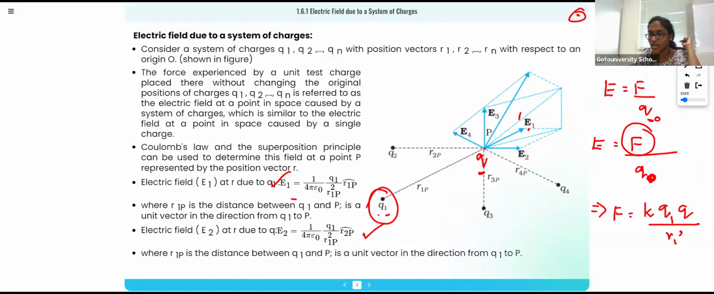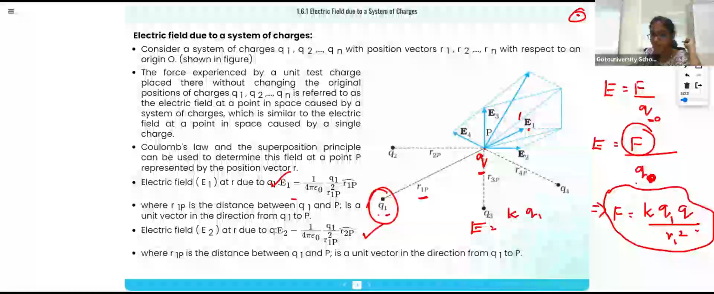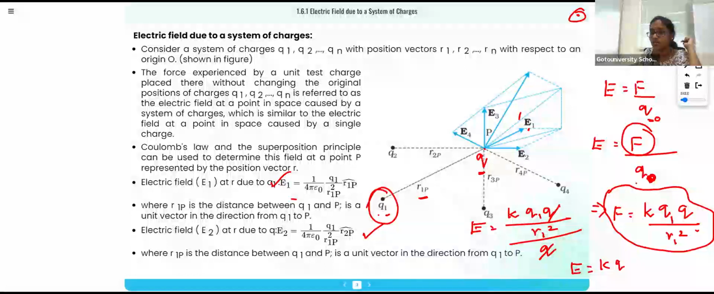So I'm just writing R1 square. Here I mentioned R1 square, so this is the value of EF. If I want to calculate the value of E, E is equal to F divided by Q. The same thing: I can write K Q1 Q divided by R1 square, divided by Q. So it will get cancelled, right? So what will be the formula? E is equal to K Q1 over R1 square.